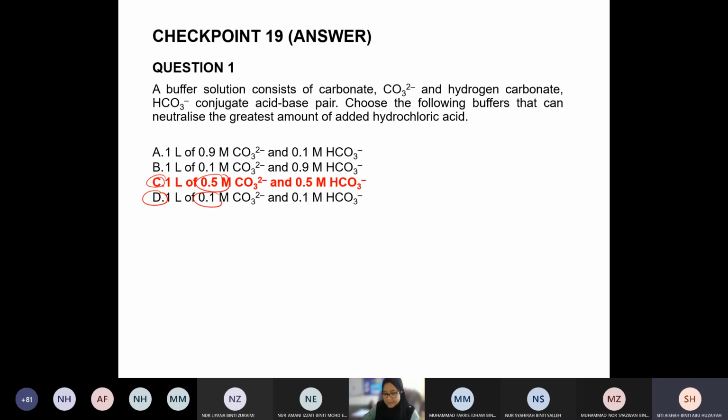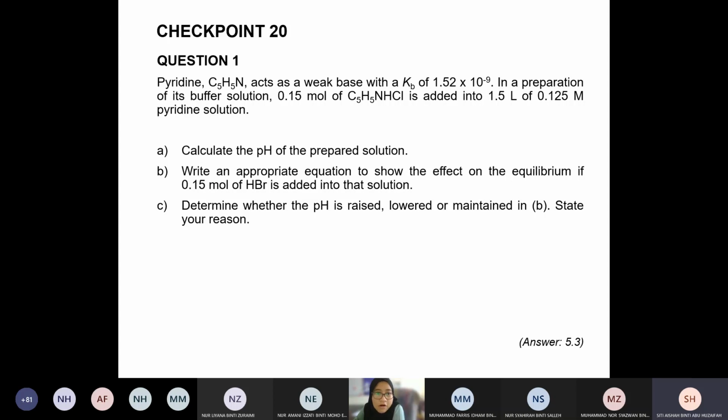Okay, faham. Alright. On to the next question. Okay, cuba buat checkpoint 20 ni.